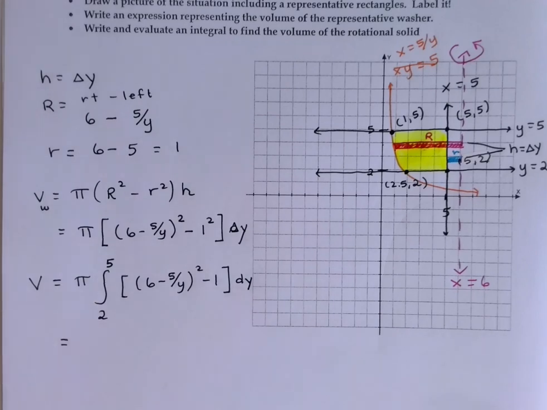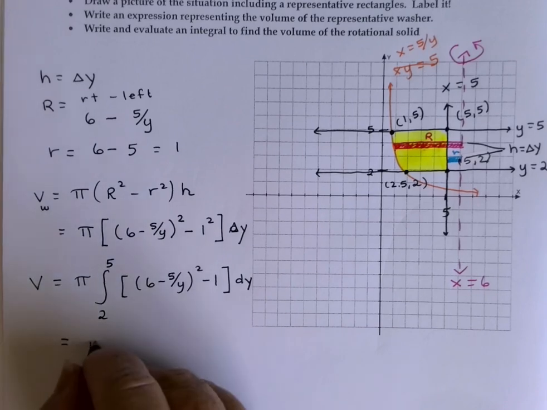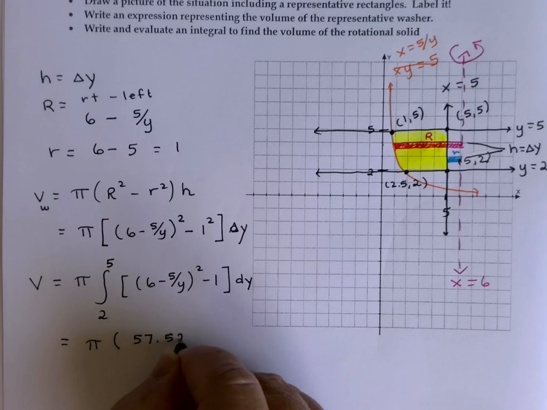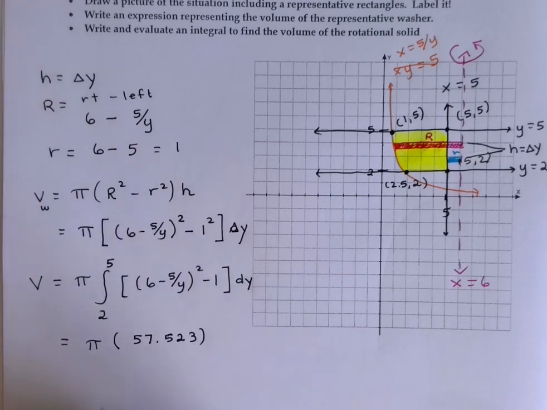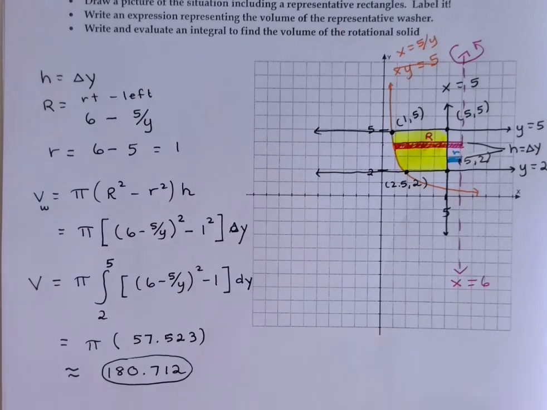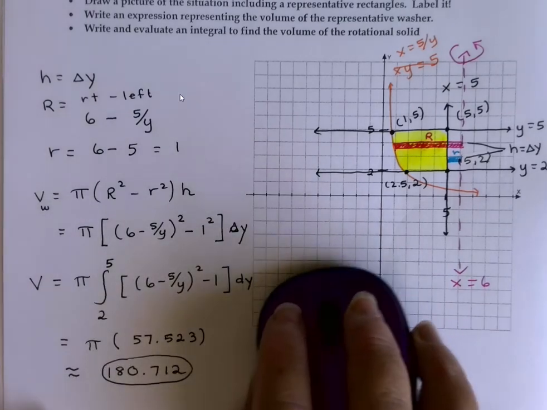When I plugged this into my calculator, it did not come out evenly to a nice fraction, so I just went ahead and multiplied the pi right into it. The integral came out to 57.523, etc. So I just did the multiplication by pi for a final answer of about 180.712. So there's your disk method for finding volumes of solids of revolution. And that brings us to the end of 6.3.